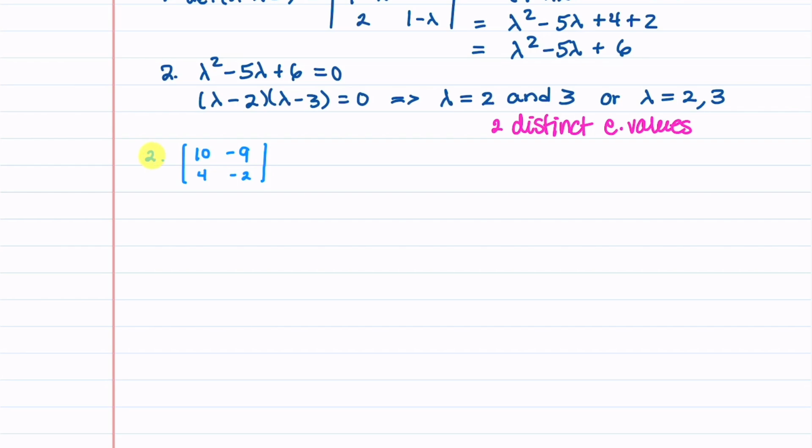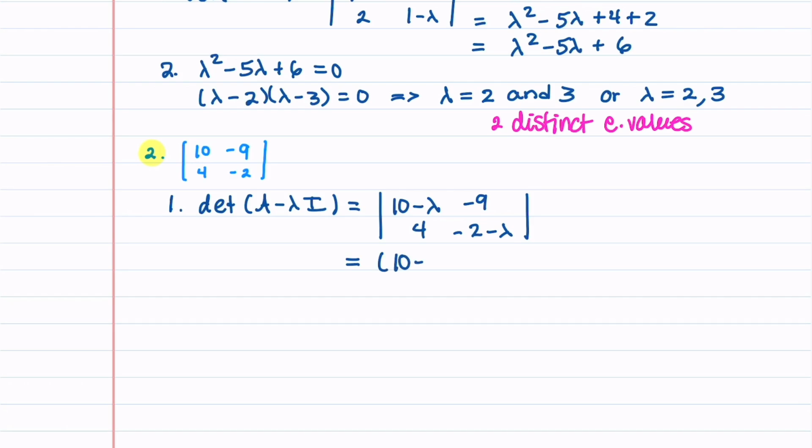Let's now look at our second example. We'll do the same thing as in example 1. We'll begin by calculating the determinant of A minus lambda I. You might want to stop the video and do this one on your own for some extra practice. We have 10 minus lambda, 4, minus 9, and minus 2 minus lambda.